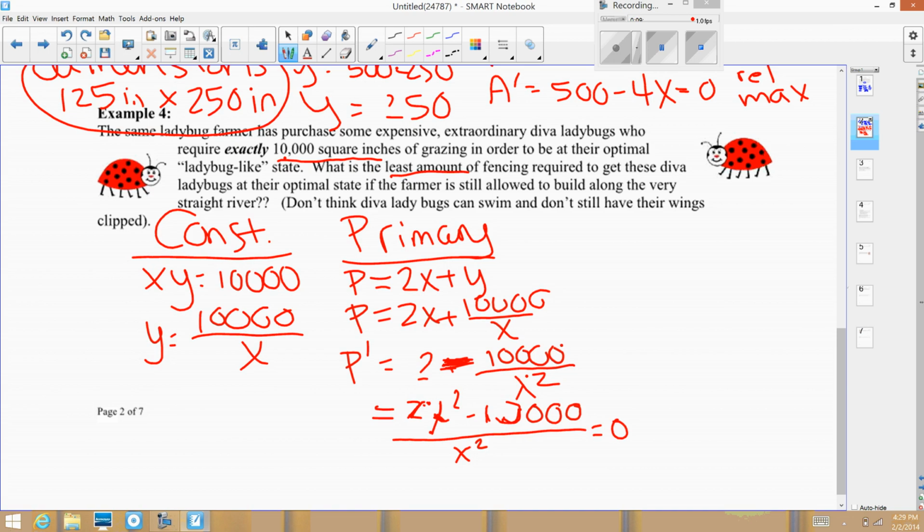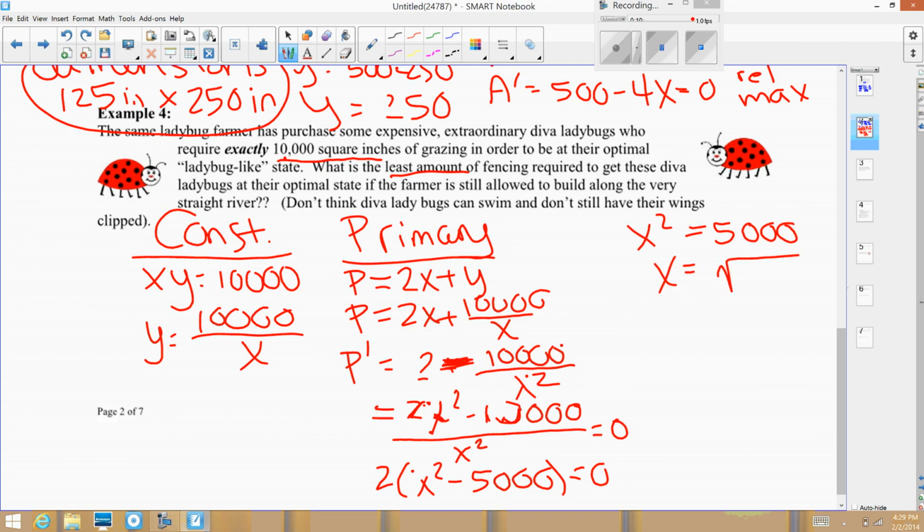I don't have to worry about where it's undefined because we're not going to have 0 as one of the lengths. That wouldn't give us any area at all. All right, so if I factor out a 2, we'd get x squared minus 5,000 equals 0. So we're looking for where x squared is 5,000. And so that would be the square root of 5,000. I can disregard that negative square root because we're not going to have a negative length. And if you care, it's about 70.711 inches.